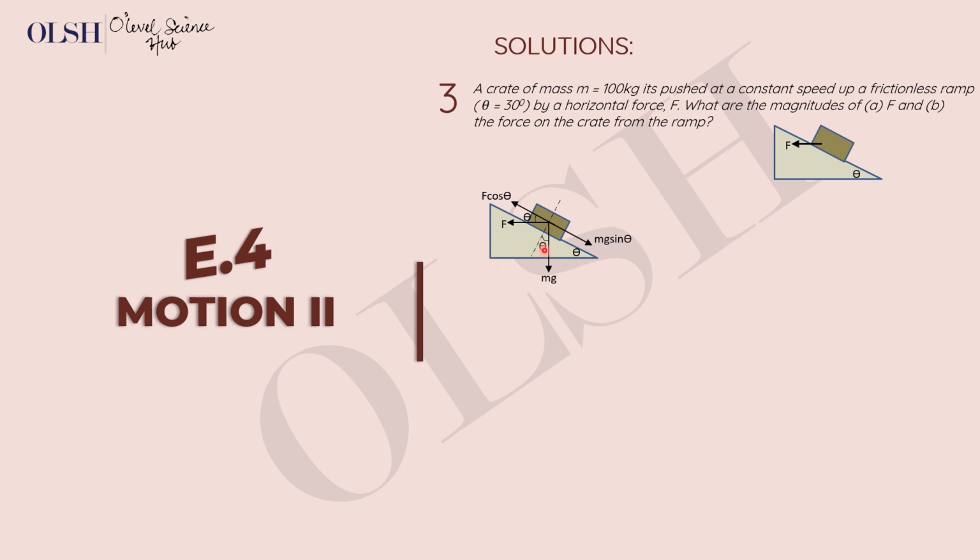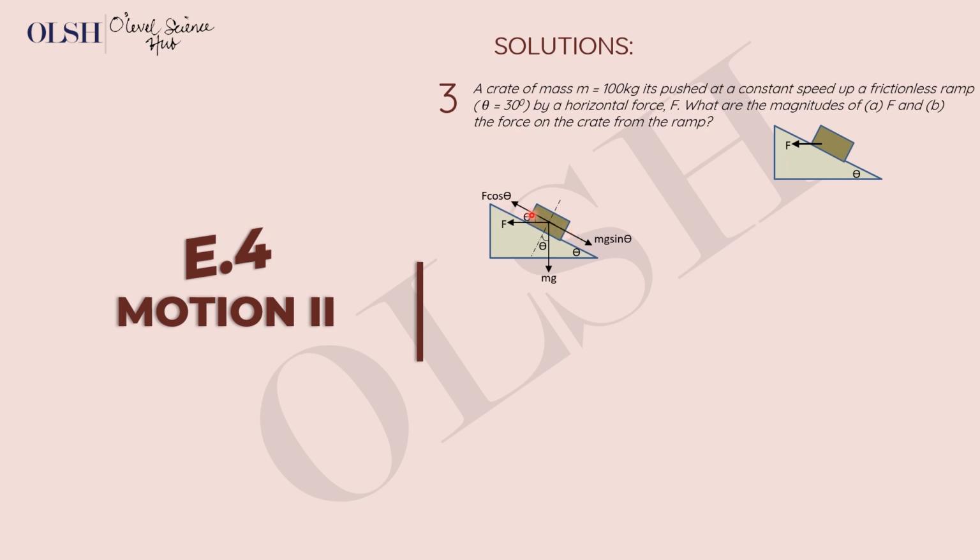So if we do so, we'll see that we have F, of course, in the horizontal direction, and we have mg in the vertical direction. But then we need to find the components of these forces that this crate experiences. And since these are the only two forces acting on the crate from the question we're given, when we find these two components, we subtract them from each other.